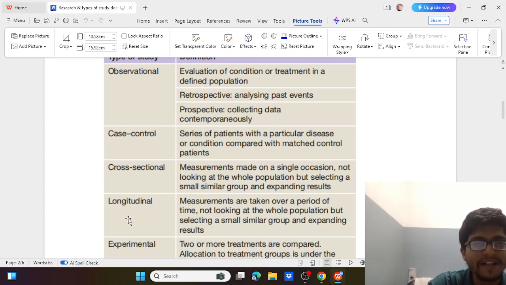एंड लॉन्जिट्यूडनल स्टडी में हम measurements are taken over a period of time, not looking at the whole population but a small similar group and expanding the result. तो इसमें हम small similar group को लेके उसके measurements over a period of time करते रहेंगे, मतलब maybe 6 months, maybe 1 year, एंड उससे रिजल्ट्स को एक्सपैंड करेंगे.